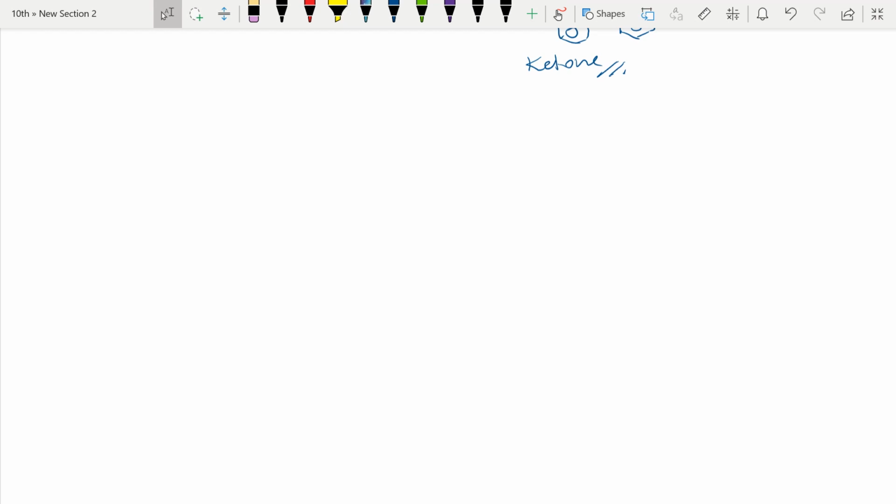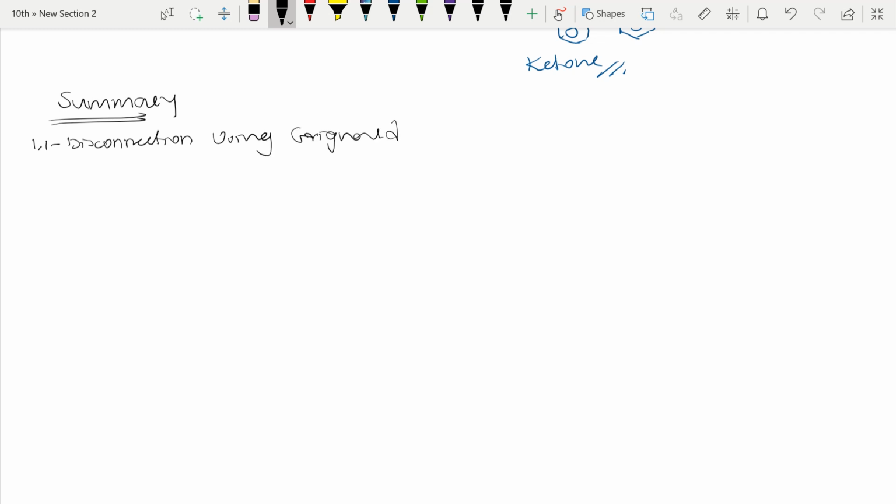Just summarize what all we have studied. Let me summarize. I am going to summarize one disconnection, one disconnection using Grignard reagent. So only when we can form Grignard reagent, then only we need to disconnect like that, right? That thing I have explained with the example. So now it becomes clear for you to understand that, right?